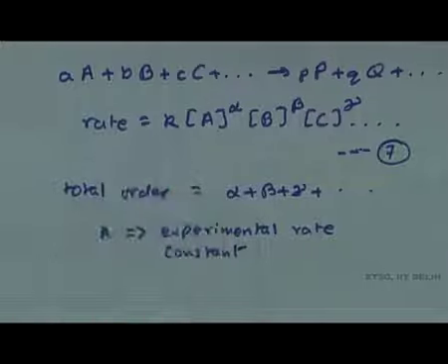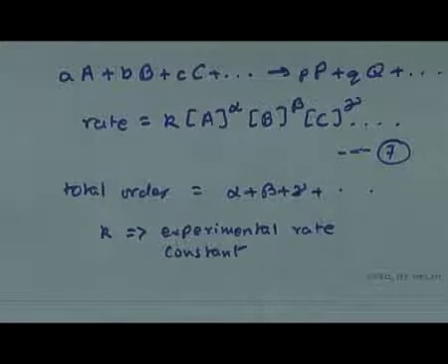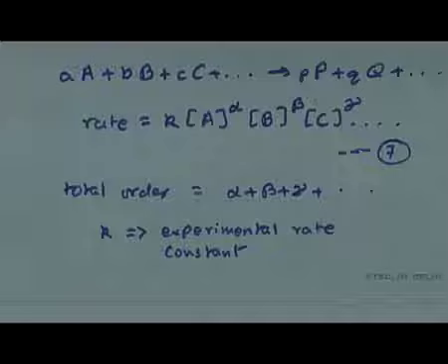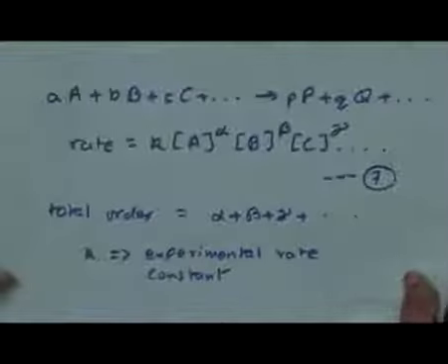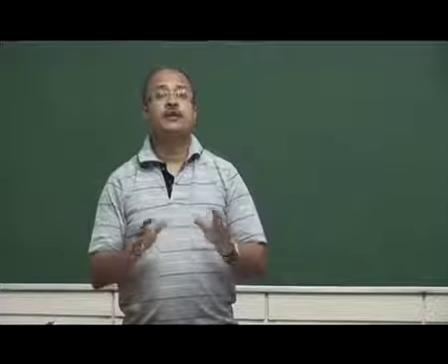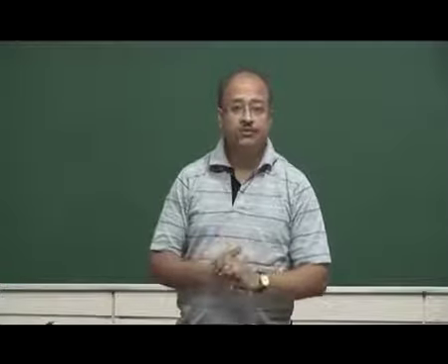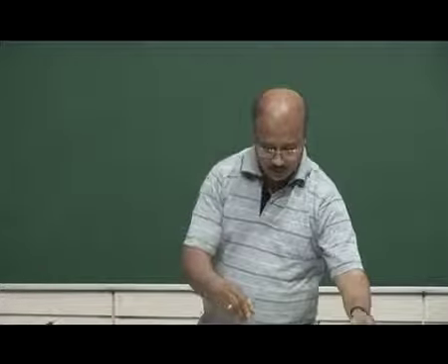If the rate expression is given like this, where the exponents show the nature of dependencies of the individual reactants for the rate, then the total order is given as a sum of the exponents, which is alpha plus beta plus gamma, and k being the experimental rate constant. Again, before I move forward, this is a very general form of this rate expression, and being general form, it typically holds throughout. Now, there are some key points you have to remember.